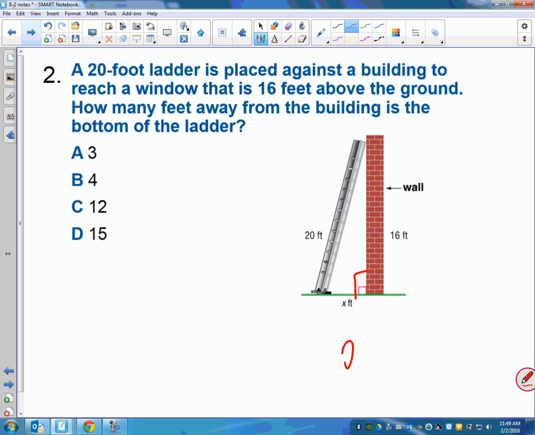So we would be saying 20 squared minus 16 squared. Or maybe you think 3, 4, 5, right? This is times 4, times 4. So 3 times 4 is 12. Do you get 12 out of that? Right, only the Pythagorean triples work out nicely.